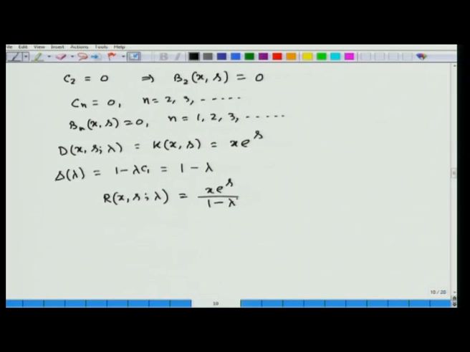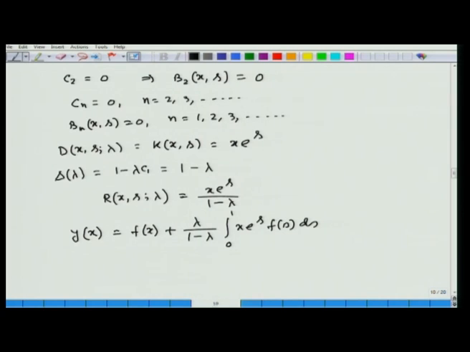This is the resolvent kernel, and therefore the solution to the given problem is given by y(x) equal to f(x) plus lambda divided by 1 minus lambda, integral 0 to 1 of x e^s f(s) ds. This is the solution to the given integral equation.